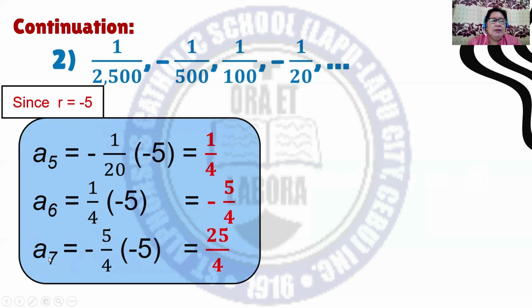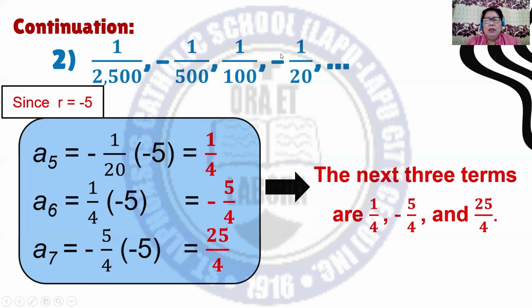And for the seventh term, we have negative 5 over 4 times negative 5, which is equivalent to 25 over 4. Therefore, the next three terms are 1/4, negative 5/4, and 25 over 4. Do you have questions? If there is none, let's proceed.